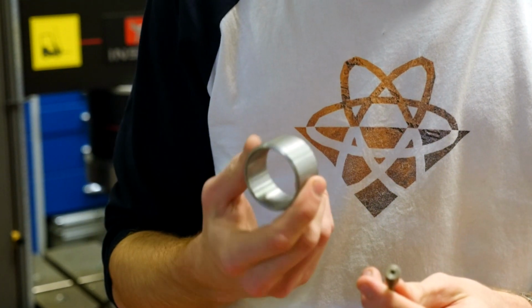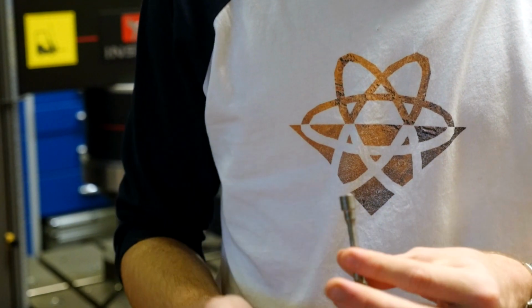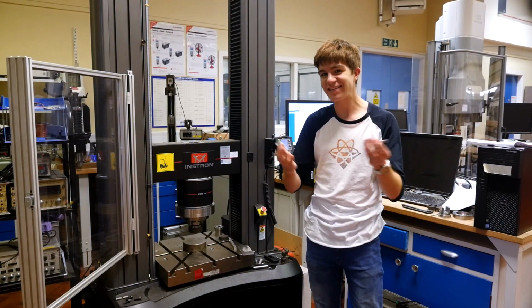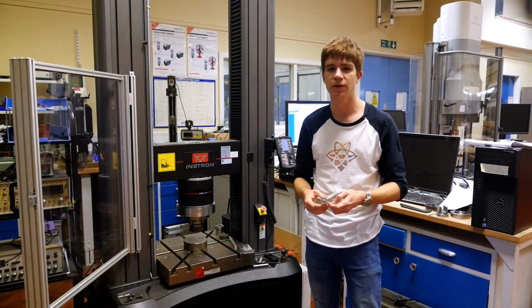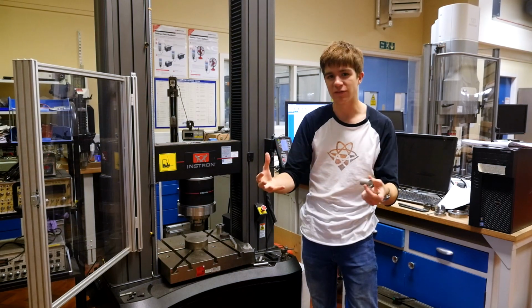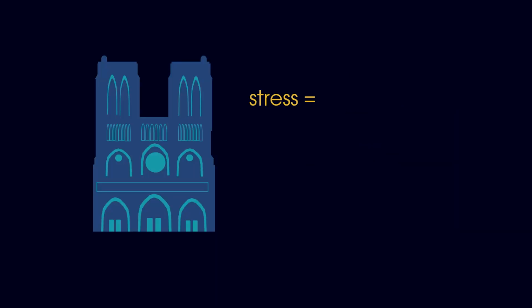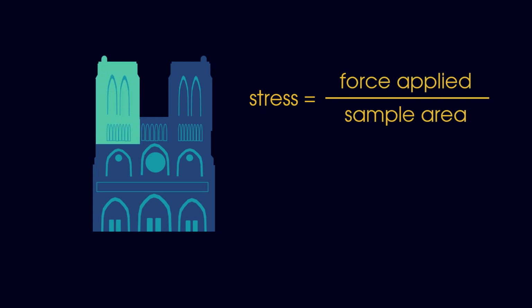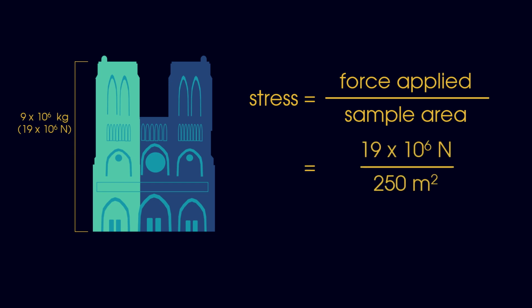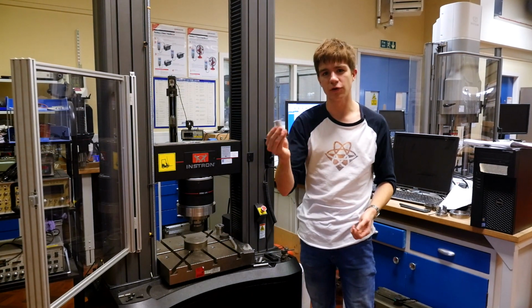It's obvious that a thicker rod will be able to support more force than a thinner one, but that doesn't tell us anything about the material itself. A much better thing to use is stress. In order to put all samples on the same playing field, we take the force and divide it by the sample area. The Notre Dame Tower exerts 19 million newtons of force onto an area of 250 meters squared. This gives a stress of 600 kilopascals. Let's see how the steel rod fares.